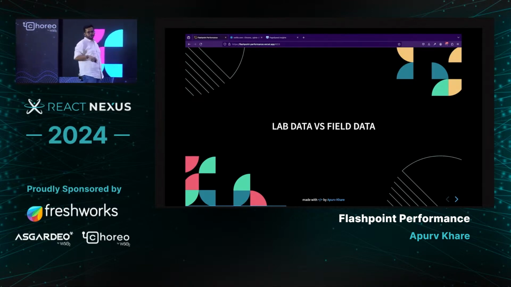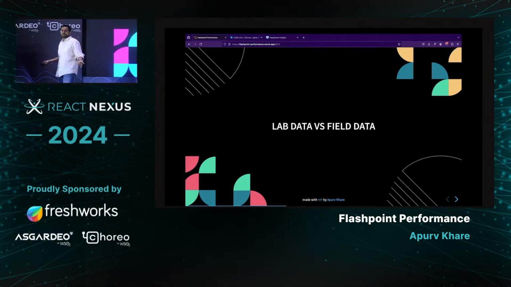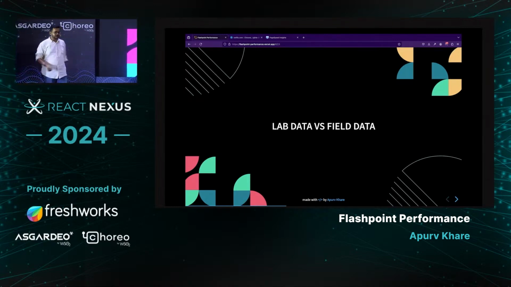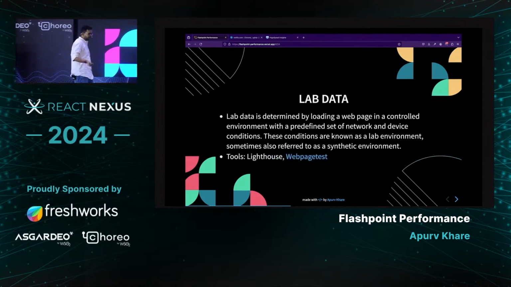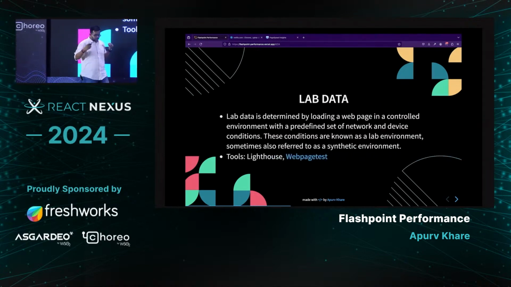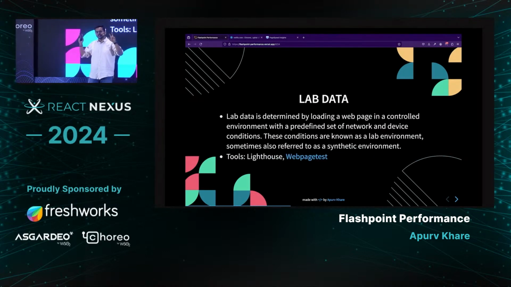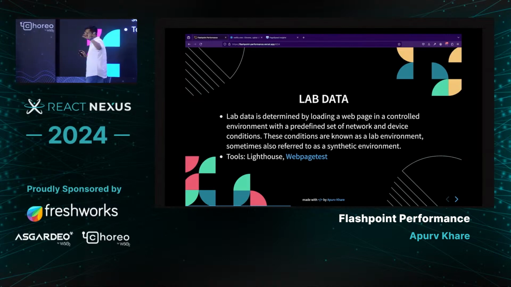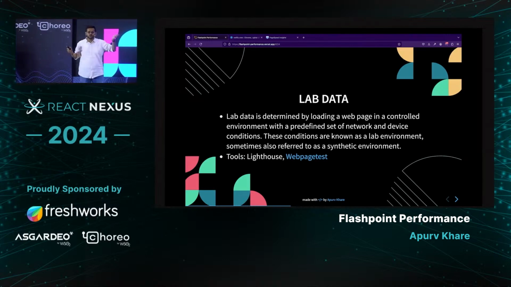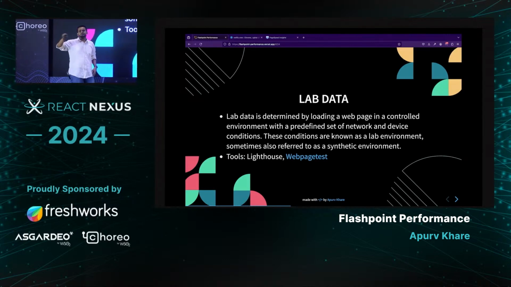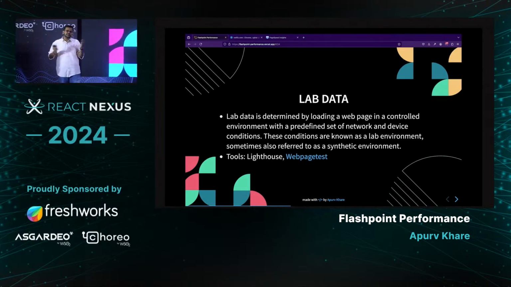Now that we know the metrics, let's understand on what kind of data we measure it. So there are two types of data. One is lab data, one is field data. Let's talk about lab data. Lab data meaning you measured your performance in a controlled environment where you had control over the connectivity, let's say 2G, 3G, 4G, whatever you want, and over the device specification, like 8 GB RAM, 16 GB RAM, 4 GB RAM. Okay, so that is a lab environment.